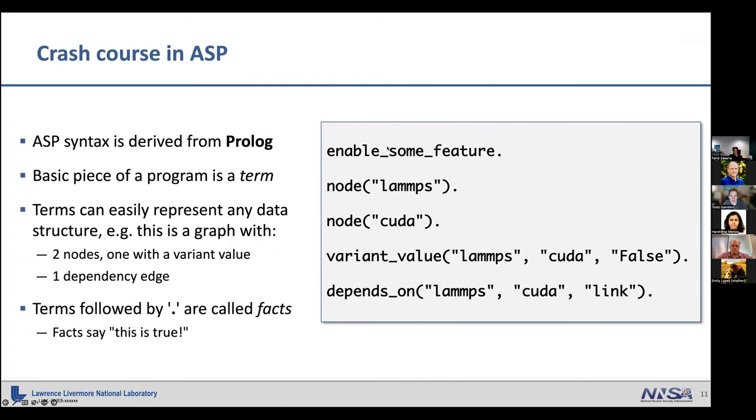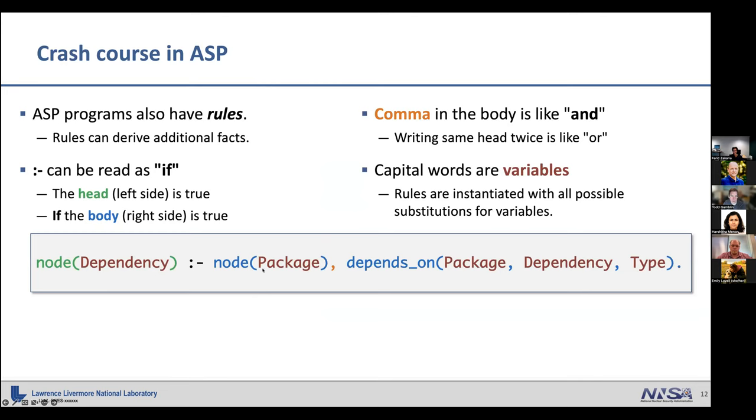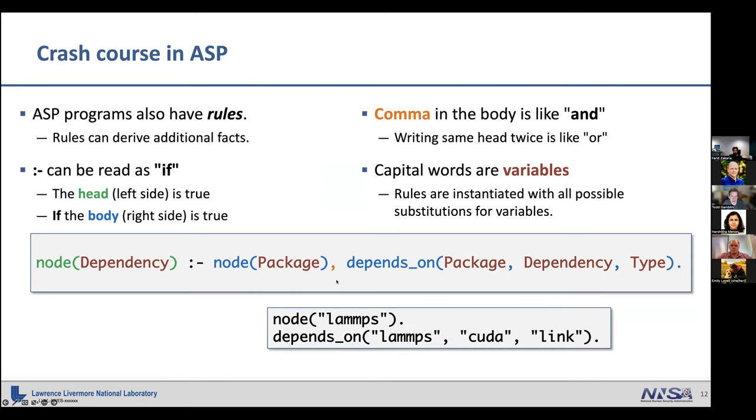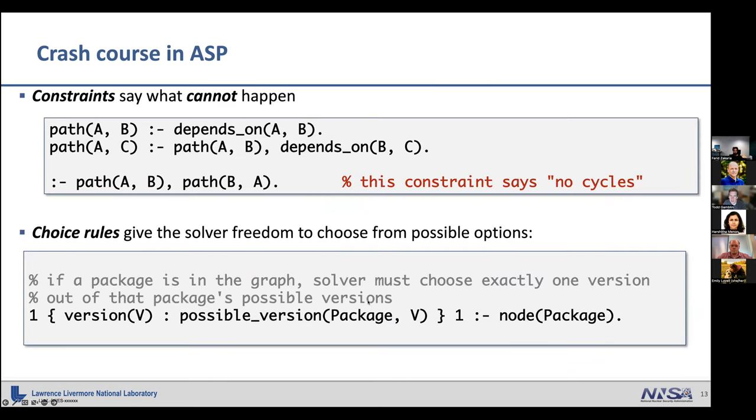I'm going to skip through all this. ASP has facts. You can say what's true about the problem. It has rules. You can say if you have facts that look like this in your problem, then you can derive other things that are true. So if you have node lamps, and lamps depends on CUDA and it's a link dependency, then you know that CUDA has to be in the graph as well. You can disallow cycles fairly easily. And you can give the solver choices. You can say, if I have a node in the graph, then I have to choose exactly one version from all the possible versions of that node.